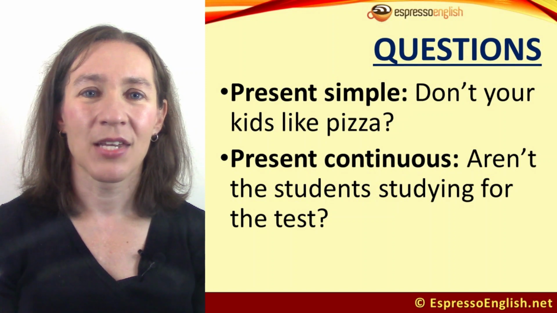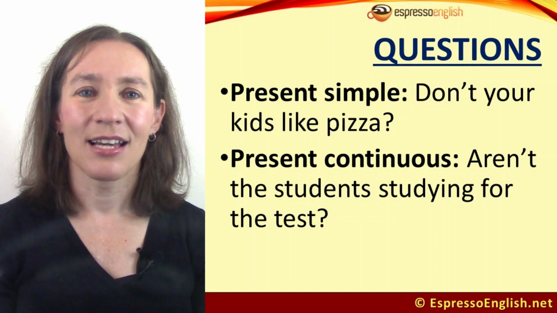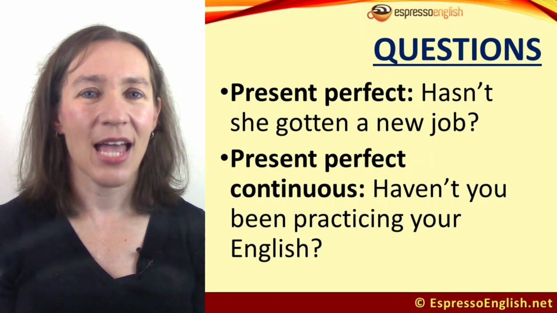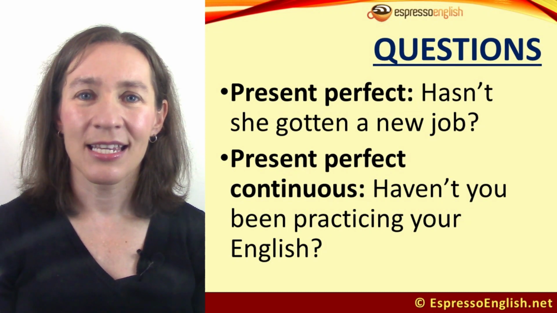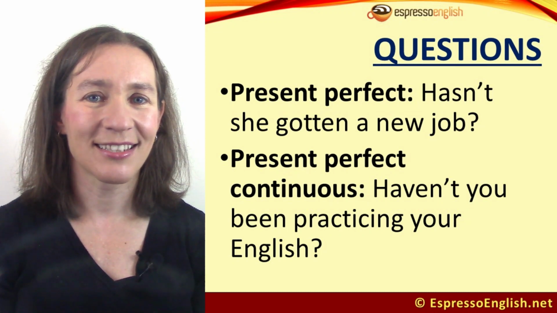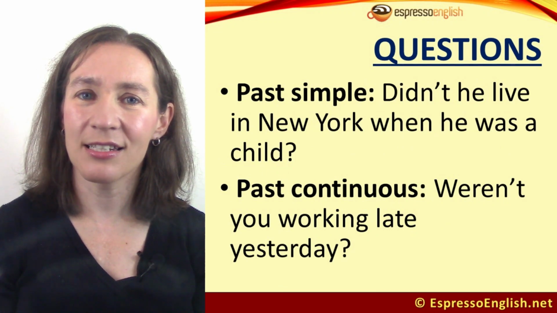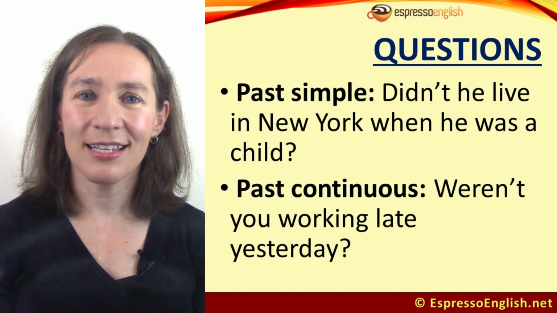Present simple. Don't your kids like pizza? Present continuous. Aren't the students ready for the test? Present perfect. Hasn't she gotten a new job? Present perfect continuous. Haven't you been practicing your English? Past simple. Didn't he live in New York when he was a child? Past continuous. Weren't you working late yesterday?